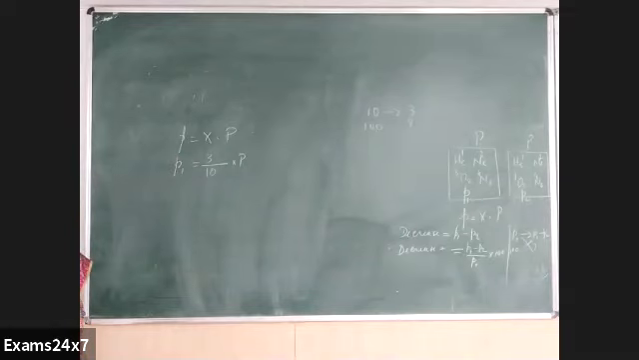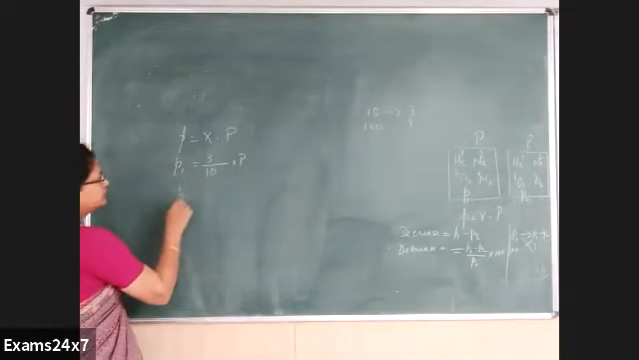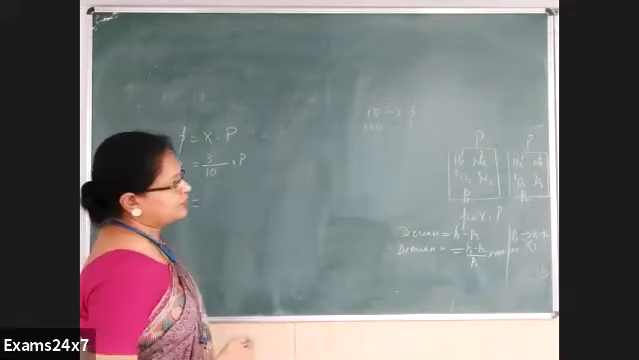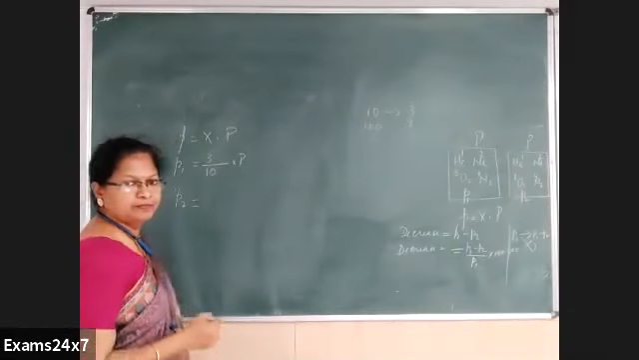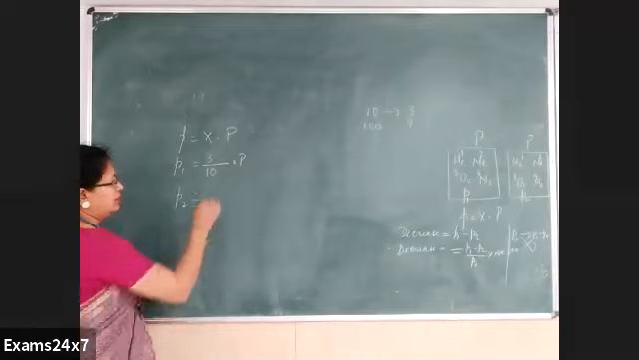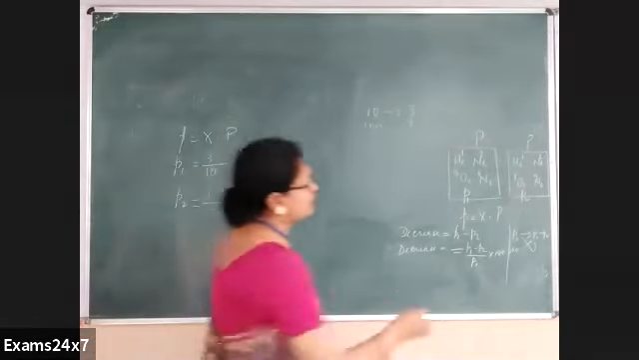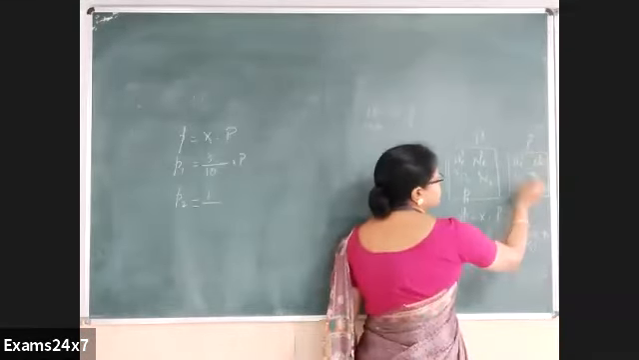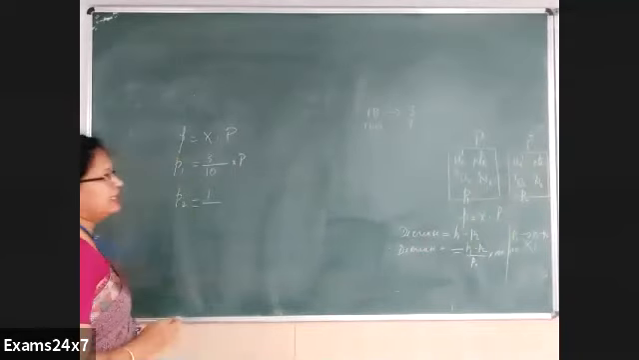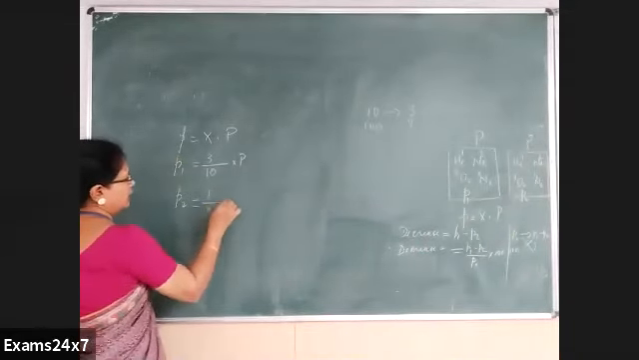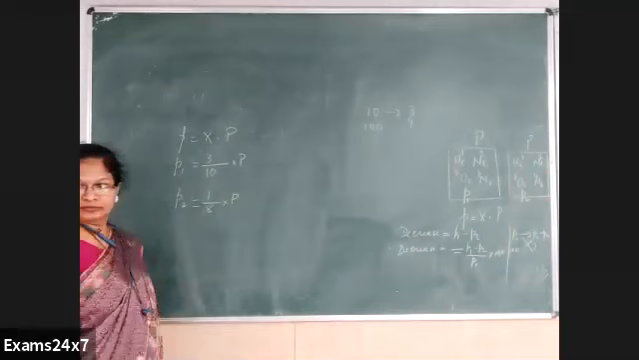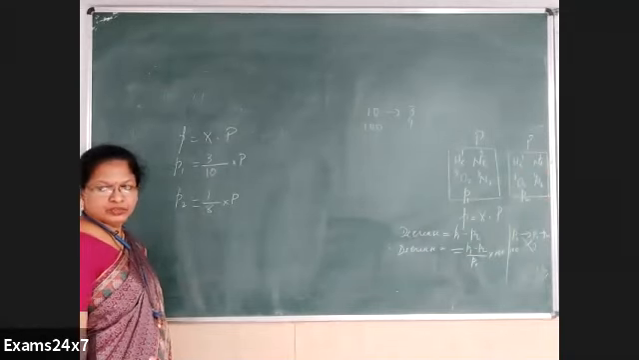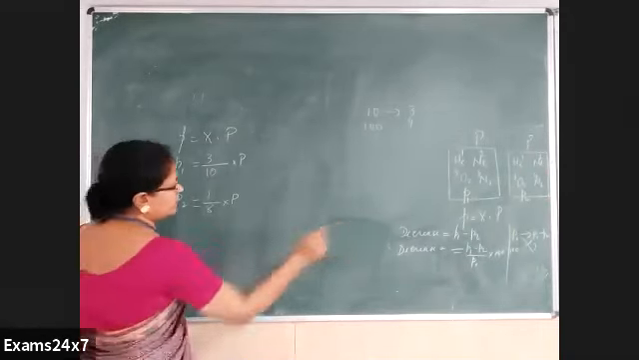If you did not understand, tell me. What should be P2? In the second vessel, how much is oxygen's mole? 1. Divided by the total number of moles: 1 plus 2 plus 1 plus 4. 6 plus 8, no? 8. Into P. Got it? Now you substitute.